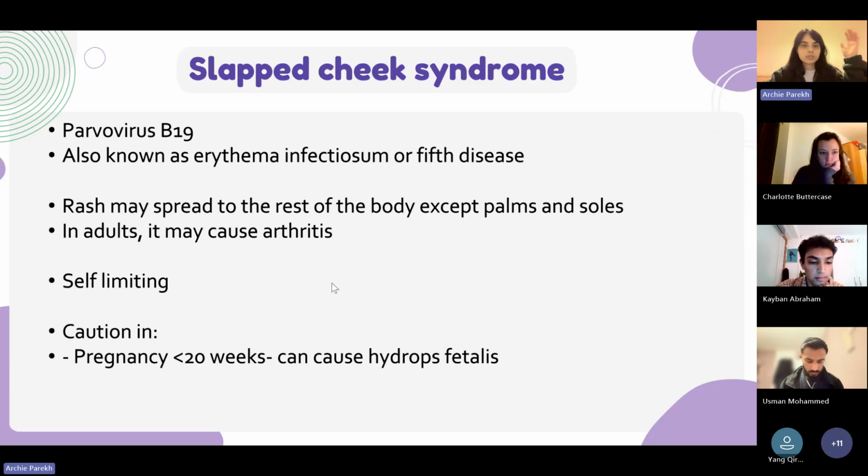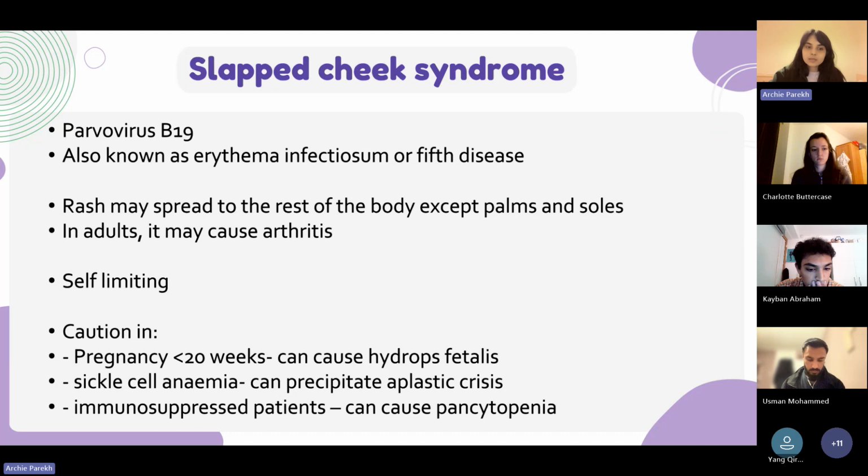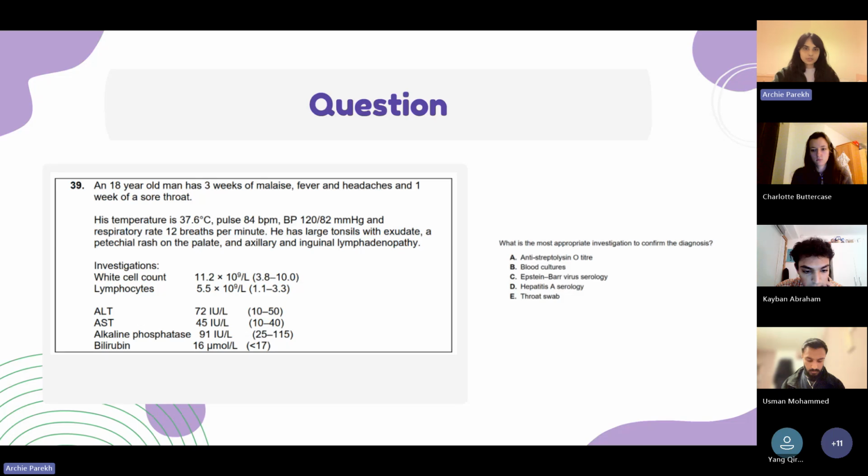And if you remember the list of infections that are quite harmful in pregnancy, parvovirus is on that list as well. And in patients who have sickle cell anemia, it can precipitate an aplastic crisis as well, which is also a very FastMed favorite question for some reason. And then in immunosuppressed patients, again, it can cause pancytopenia, similar to the aplastic crisis in sickle cell patients.